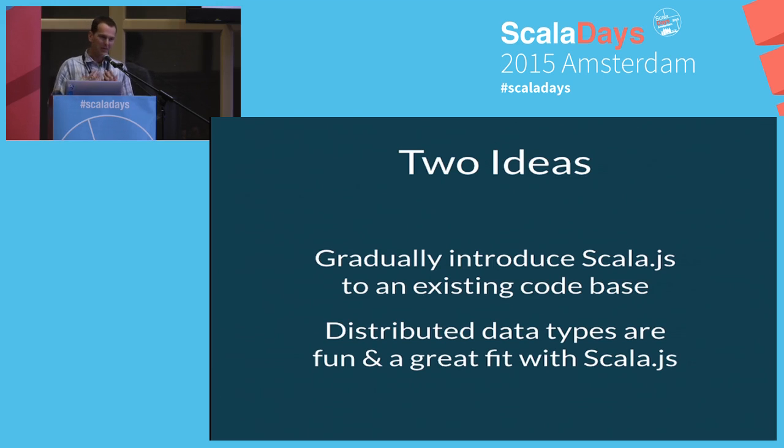And rewriting that for the sake of it is not a good use of time or money. So you can gradually introduce this stuff. And the other point is that there are certain kinds of algorithms, distributed data types, which are immensely fun, and I think they're a really good fit for Scala.js, and that's going to make more sense in part 2.